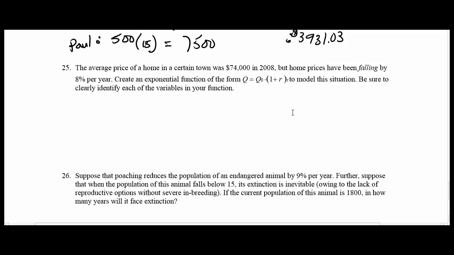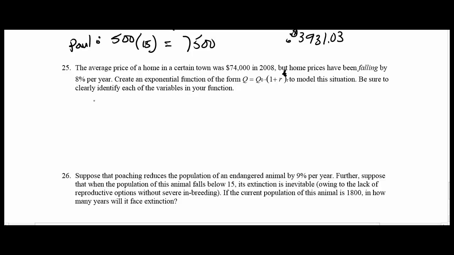Number 25. The average price of a home in a certain town was $74,000 in 2008, but home prices have been falling by 8% per year. Create an exponential function of the form Q equals Q naught times (1 plus r) to the t. It's sort of a typo there, I'm going to worry about that on the test. Hopefully it showed up correctly, where it's an exponent of t.